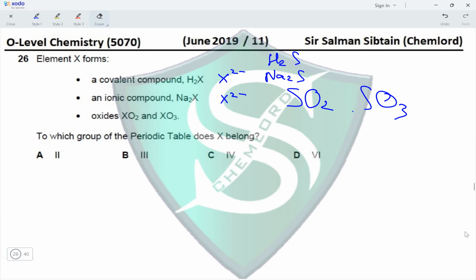And what are they asking us? To which group of the periodic table does X belong? Which means, to which group of the periodic table does sulfur belong? It belongs to group 6, making option D the correct option for this question.